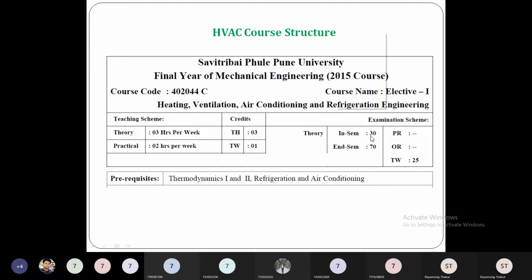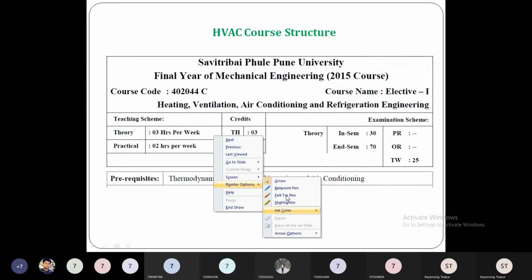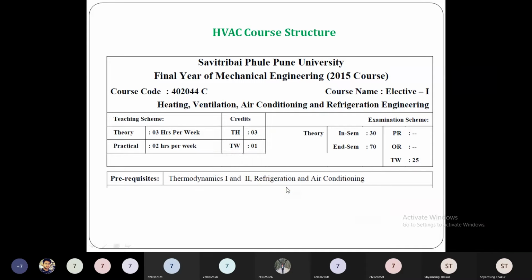There is an INSEM examination of 30 marks and an ENDSEM examination of 70 marks. Moving to the term work, it is 25 marks, where you have to complete 4 practicals. The prerequisites are thermodynamics 1, that is engineering thermodynamics, and thermodynamics 2, that is applied thermodynamics.